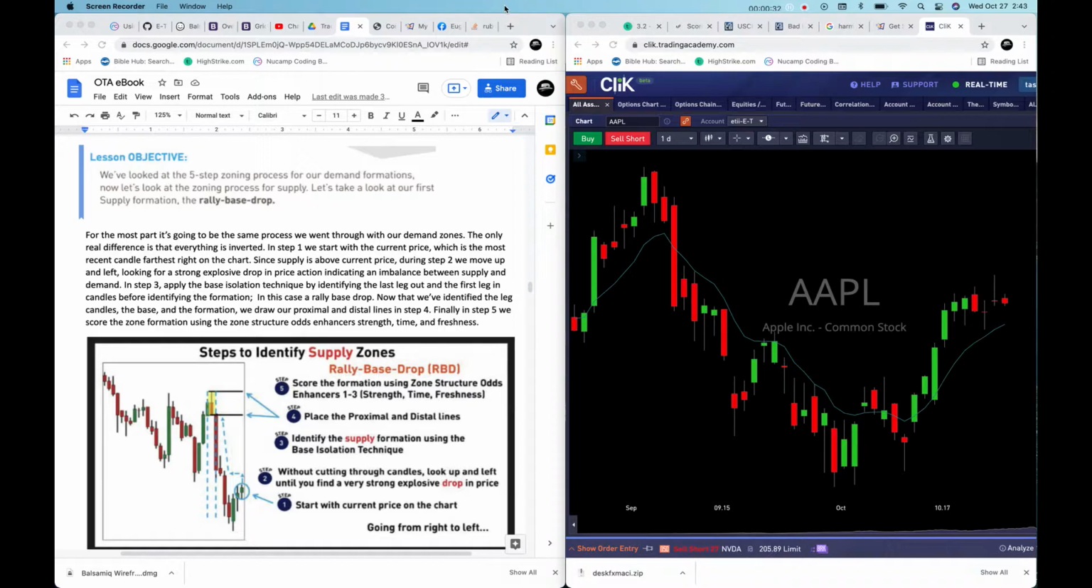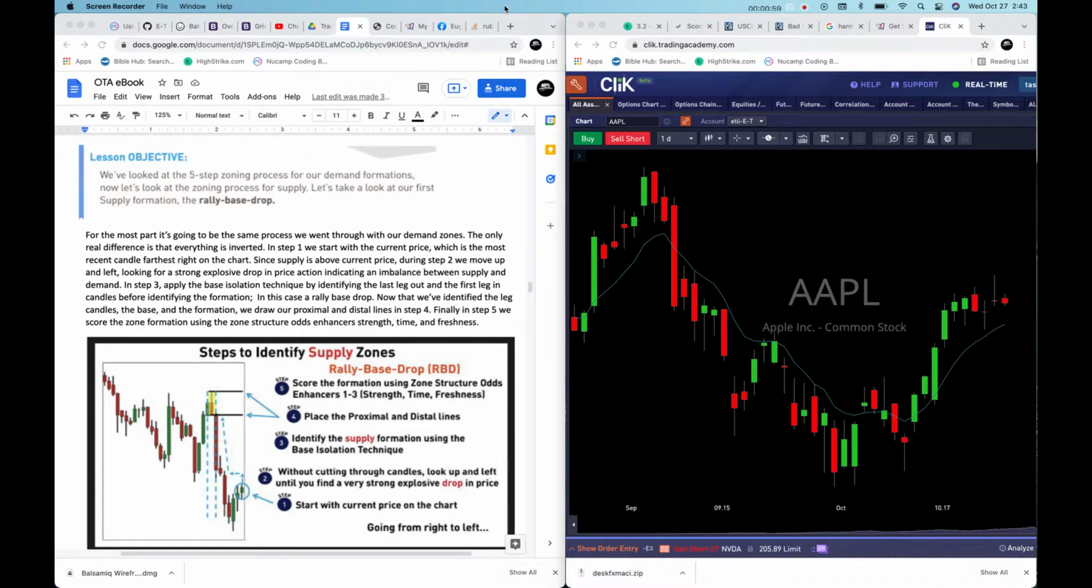All right, so in step one, it's the same as before. We start with the current price, which is going to be the most recent candle farthest right on the chart. Since supply is above current price, during step two, we're going to move up and left, looking for a strong explosive drop in price action, again, which indicates an imbalance between supply and demand.